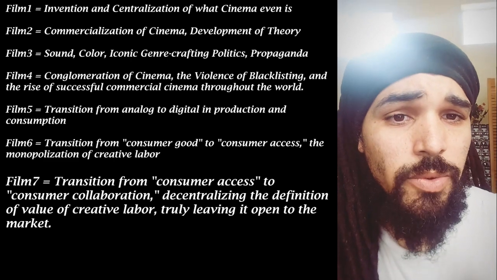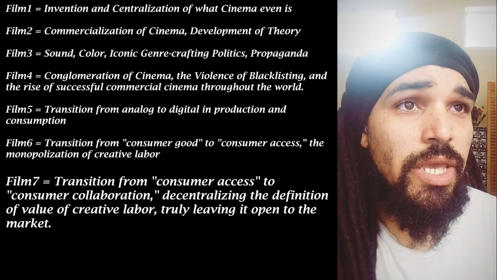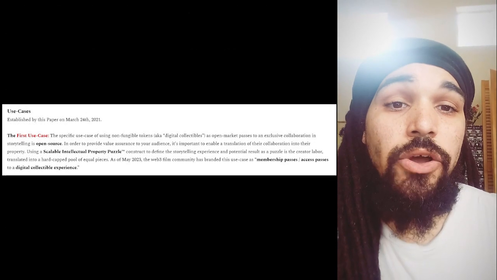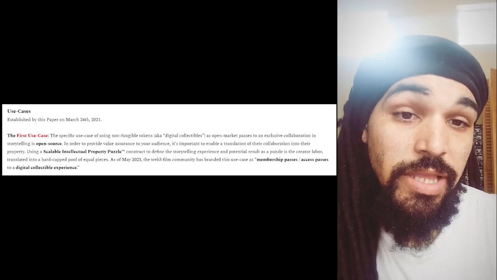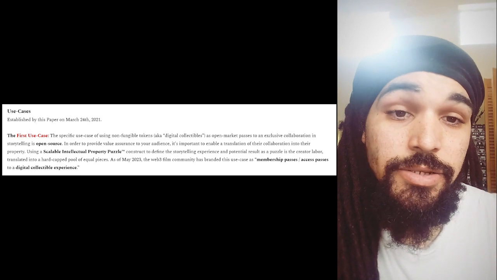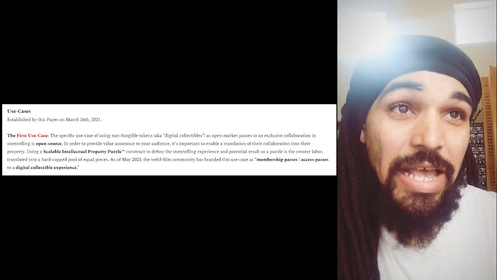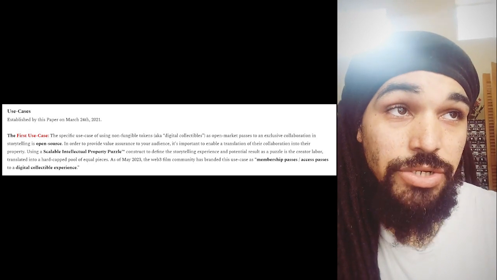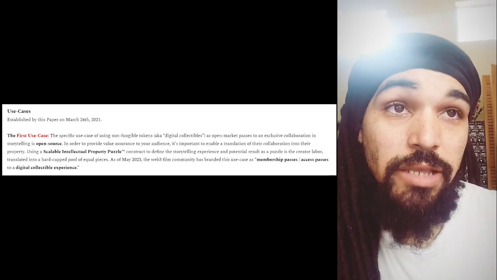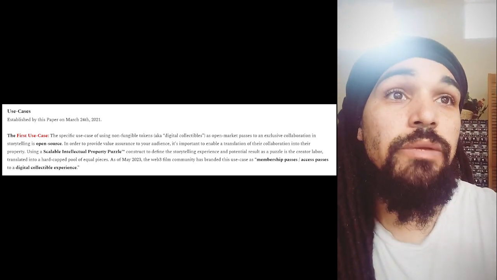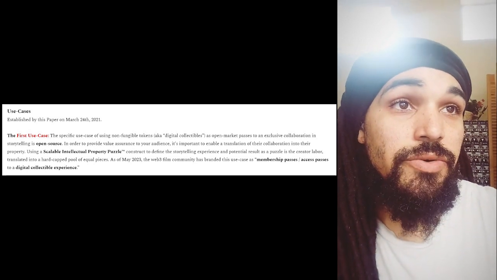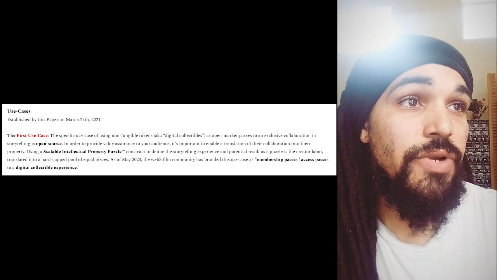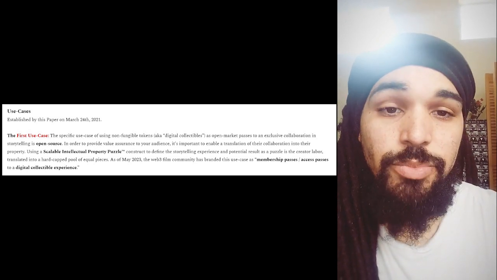So use case number 1 is the specific use case of using non-fungible tokens, aka digital collectibles, as open market passes to an exclusive collaboration and storytelling, and that's open source. In order to provide value assurance to your audience, it's important to enable a translation of their collaboration into their property using a scalable intellectual property puzzle trademark construct to define the storytelling experience and potential result, as the puzzle is the creator labor translated into a hard-capped pool of equal pieces.